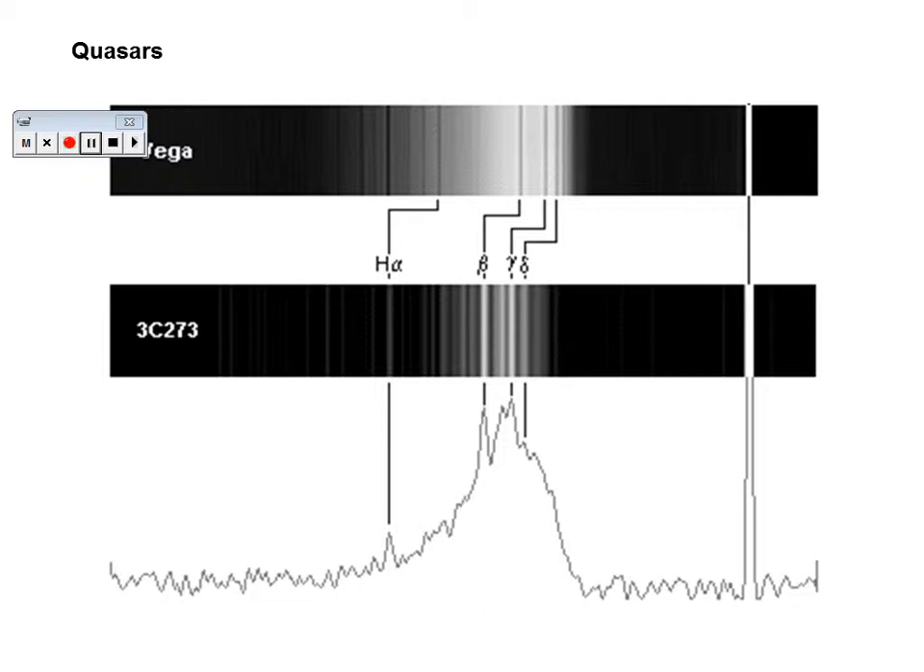The last thing I want to show you is some real spectra of a quasar. This is Vega up here. This is just a star. So this is a close-by star. So you can see the hydrogen alpha, beta, gamma and delta lines here. And this here is a quasar. It's this 3C2 quasar.